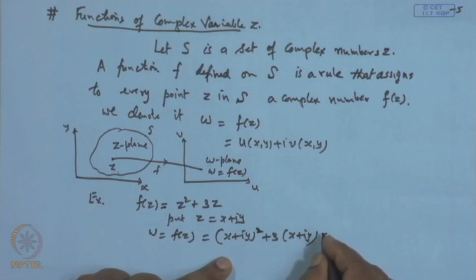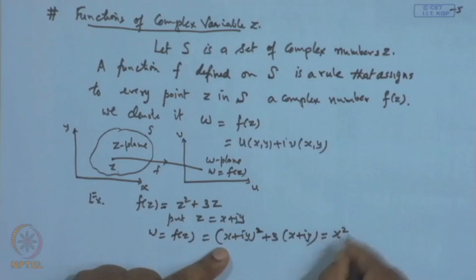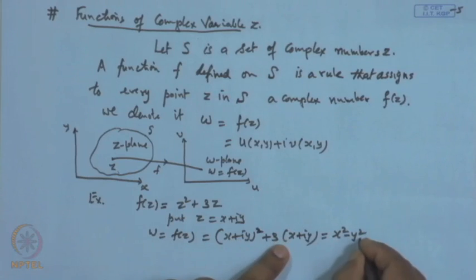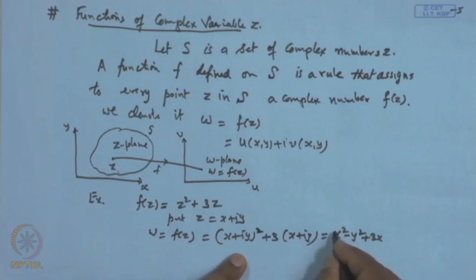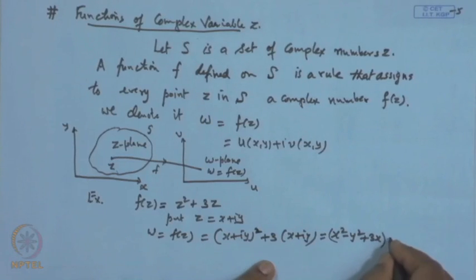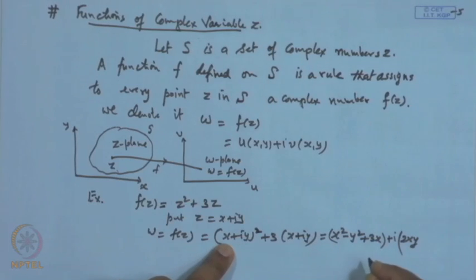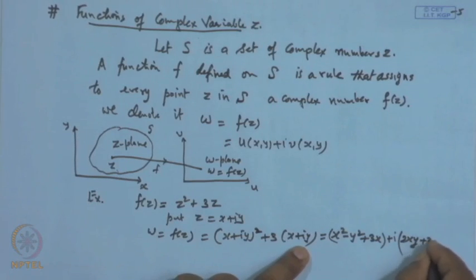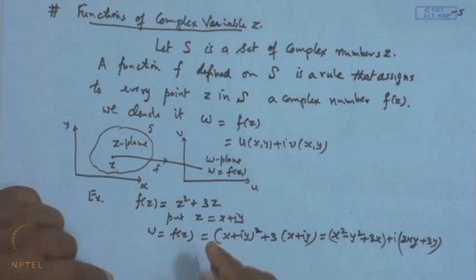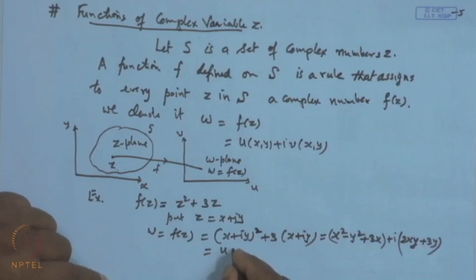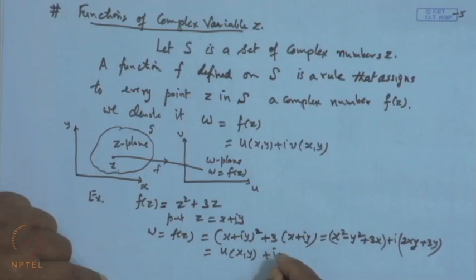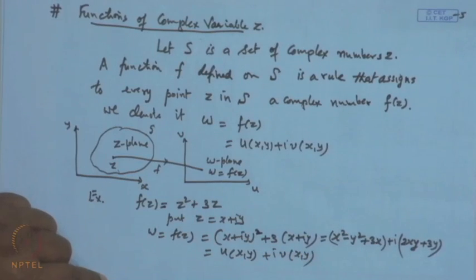So, what we are getting from here is x square, then i square is minus, so minus y square plus 3x, is it not? This will be u plus iv, iv will be equal to x square minus y square plus 3x plus i times 2xy plus 3y. So, basically this comes out to be u as a function of x, y plus i times v as a function of x, y.